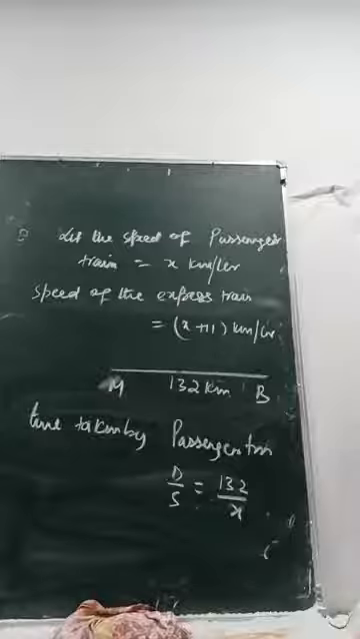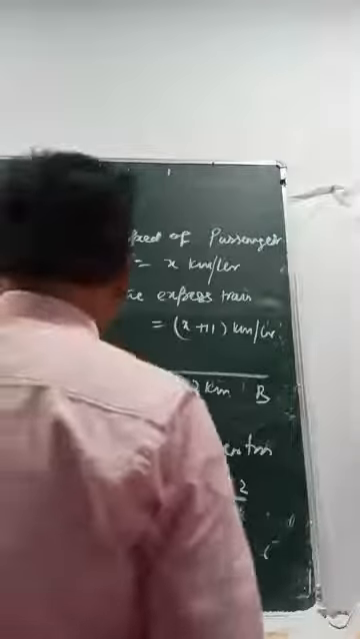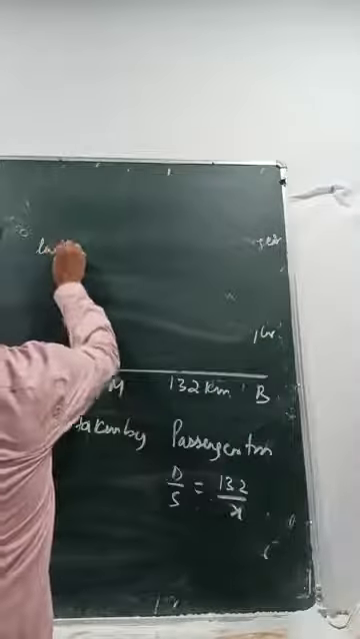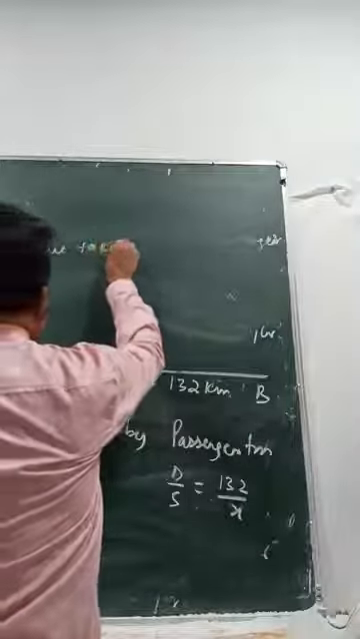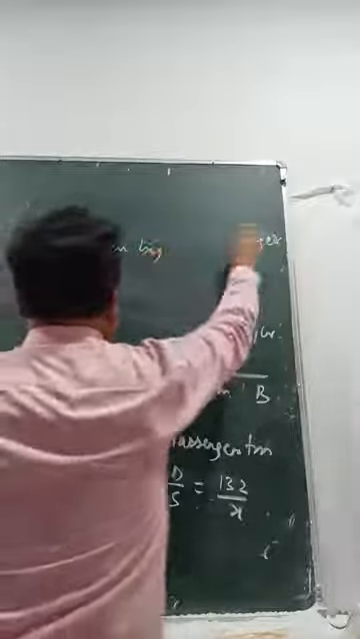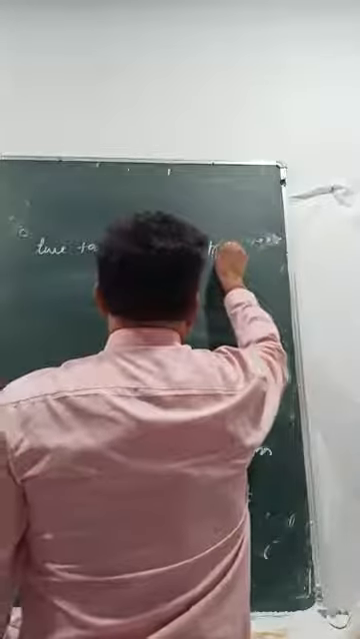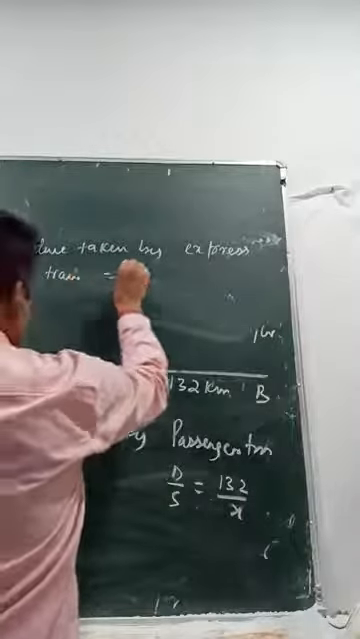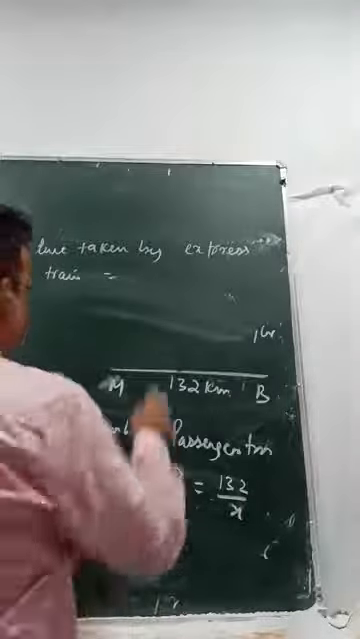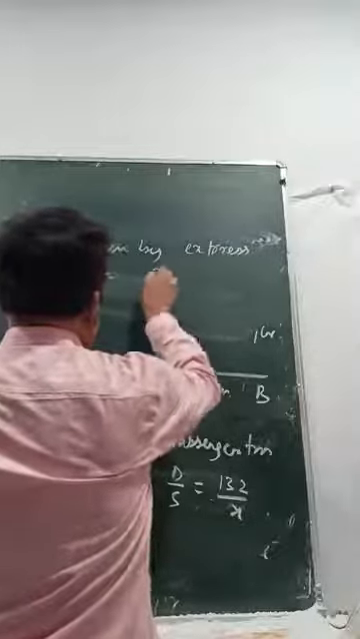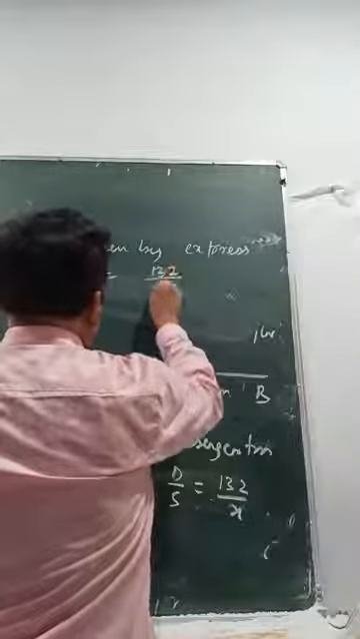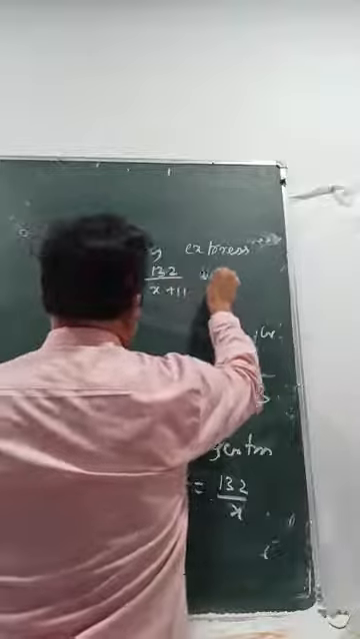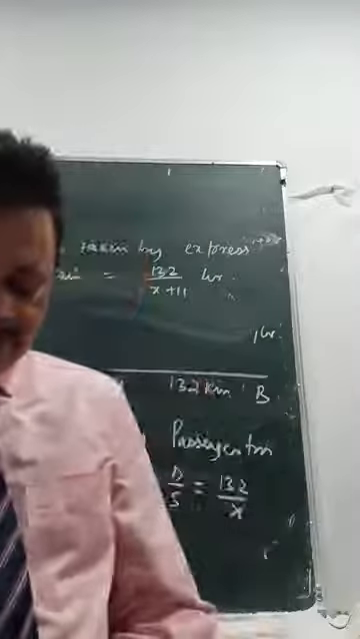Time taken by the express train. Distance by speed: 132 by x plus 11 hour. Okay. So what is the time difference? How much are they taking from each other?